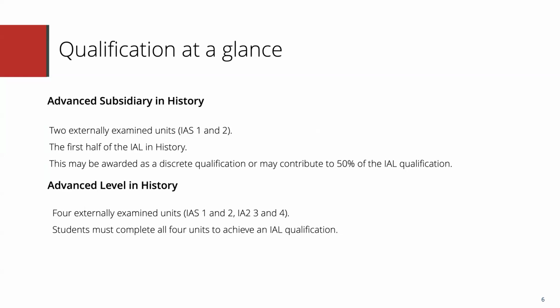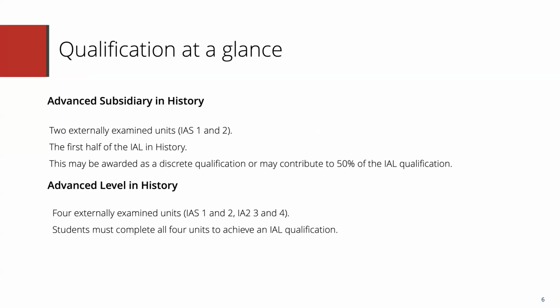As I took us through in Module 1, it splits into two halves, really. You can take a modular route or a linear route. You've got the advanced subsidiary in history, that is units 1 and 2, and that's obviously considered the first half of this.